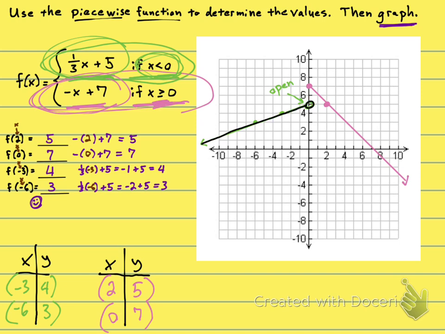All right, and it is still a function. It will pass the vertical line test. If I draw a vertical line anywhere, including at 0, it would never hit more than once. All right, that's it.